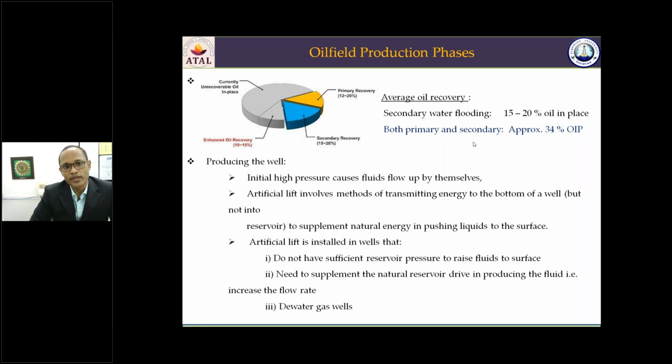In other cases, in gas wells, in gas reservoirs, the artificial lift is used in order to remove the water from the gas wells. Sometimes what happens is the water enters the wellbore and hinders the production of the gas. In those cases, the water is removed from the well in order for the gas to flow on its own. So it is called dewatering of gas wells. So artificial lift is used for three reasons. One, to assist the reservoir pressure in taking the fluid out of the well from the reservoir; two, to increase the production; and three, to dewater the gas wells.